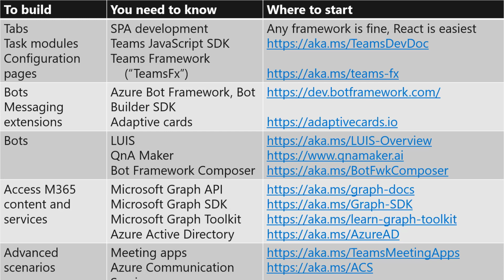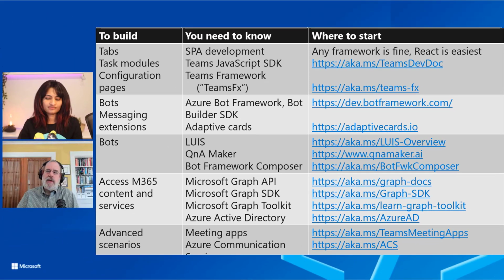Yeah. On the other hand, if you're building a bot or a messaging extension, then the thing that you can mainly talk to is the Azure Bot Framework, and there's an SDK called the Bot Builder SDK. If you want to build adaptive cards, you're going to end up needing to understand how those work. Also, for bot builders, it's very convenient to have language understanding through LUIS, which is a cognitive service in Azure, QnA Maker, which manages the knowledge base, and Bot Framework Composer is a really useful tool in building those bots.